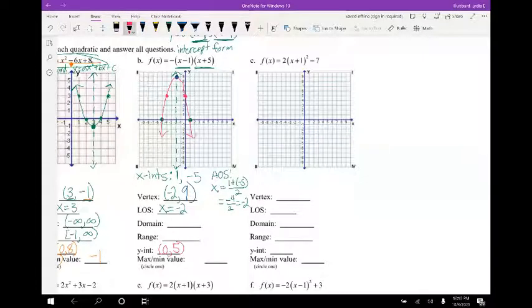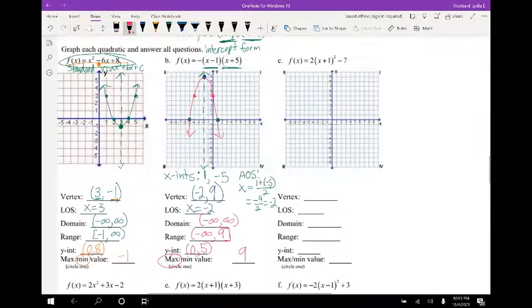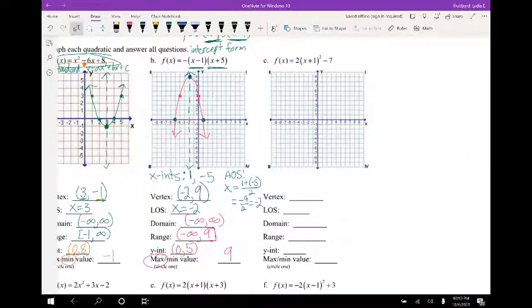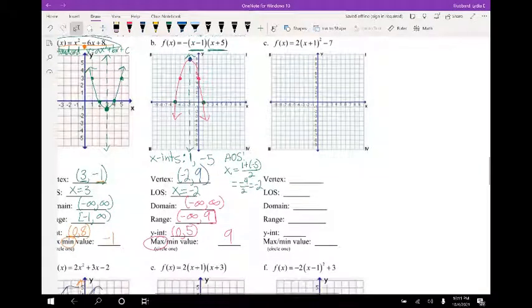So it looks like this. Again, domain is -infinity to infinity. Range is bottom to top, which in this case is going to be -infinity, and it stops at 9. We have a max value in here because it's opening down, and that maximum value is the y value of 9. Okay, and that's 5 points, which is all we really need to get a good graph, so we can continue on.